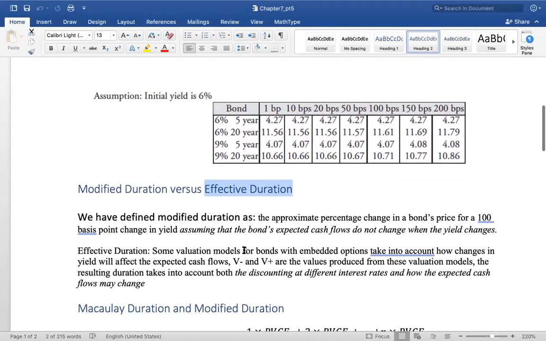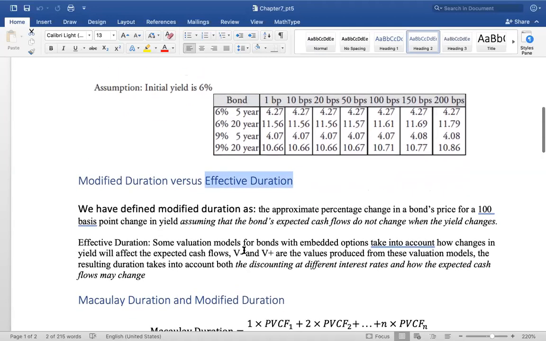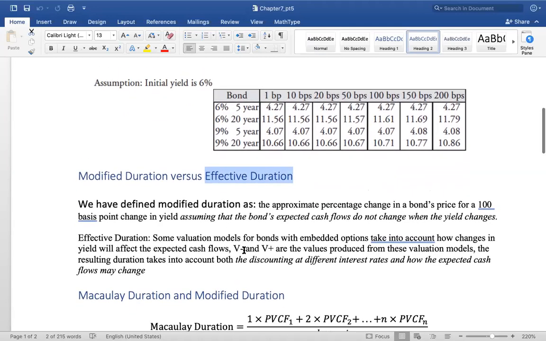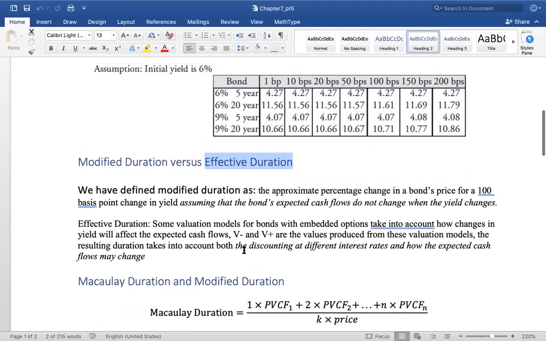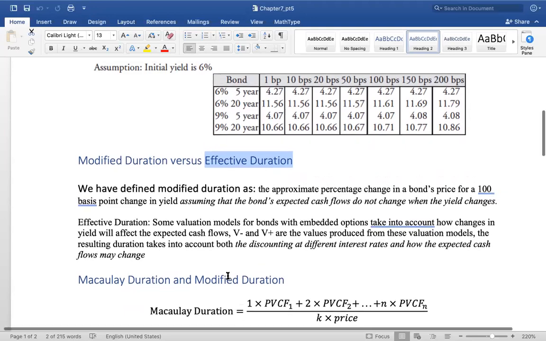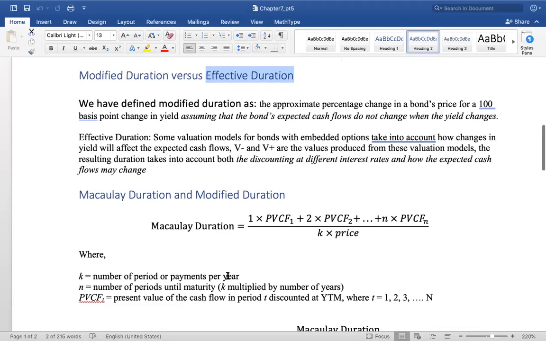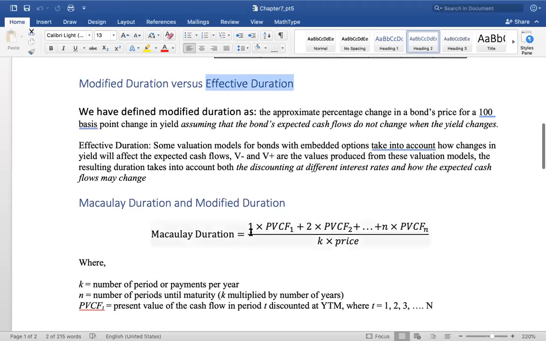A related concept is Macaulay duration and modified duration. The formula we have been using for calculation of duration is basically a shortcut formula. The duration formula, which was advanced by Frederick Macaulay in 1938, is this one. What you have to do is multiply the present value of each cash flow with the time period in which it is occurring.